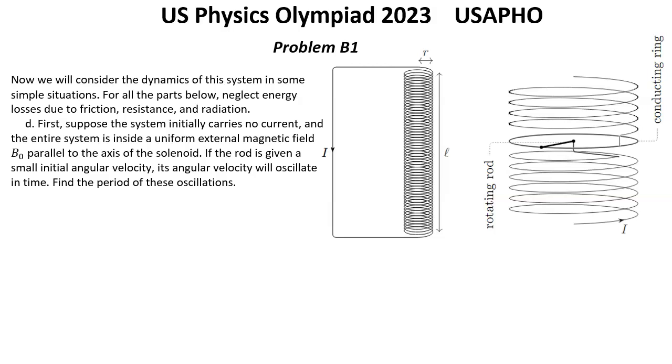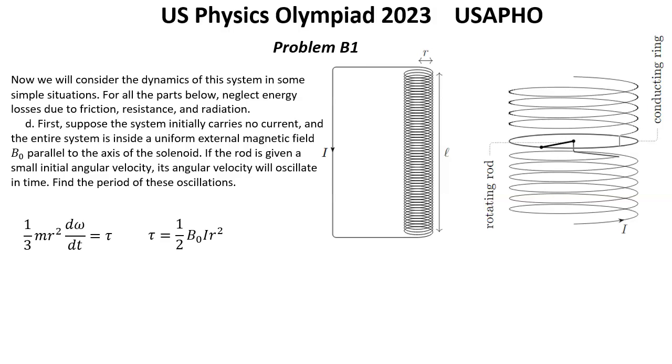If the rod is given a small initial angular velocity, its angular velocity will oscillate in time. Find the period of these oscillations. Solution. Here we can use results which we got in previous parts. For rotational motion of our rod, we have 1/3 m r squared multiplied by delta omega over delta t, which is angular acceleration, equal to the torque applied to this rod. We remember that torque was 1/2 B0 I r squared.